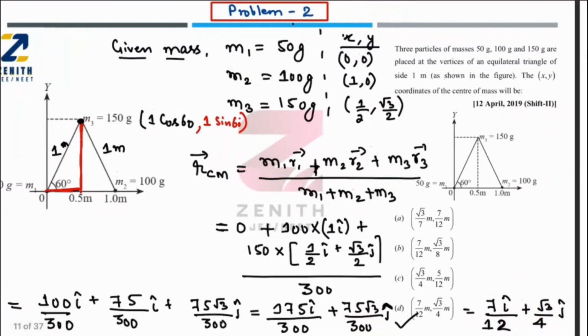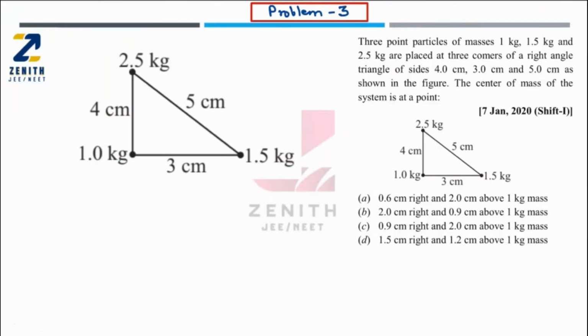Now let me take one more problem. Three point particles having masses 1 kg, 1.5 kg and 2.5 kg are placed at 3 corners, located at 3 centimeter, 4 centimeter and 5 centimeter. The center of mass of the system is at point. That means you have to calculate again the center of mass. Very, very simple question. So this question was asked in 2020.